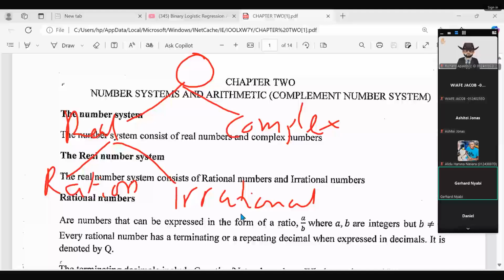All right, so we have rational numbers and irrational numbers. The rational numbers are integers, and I'm just using the word int, okay? And then we have fractions.